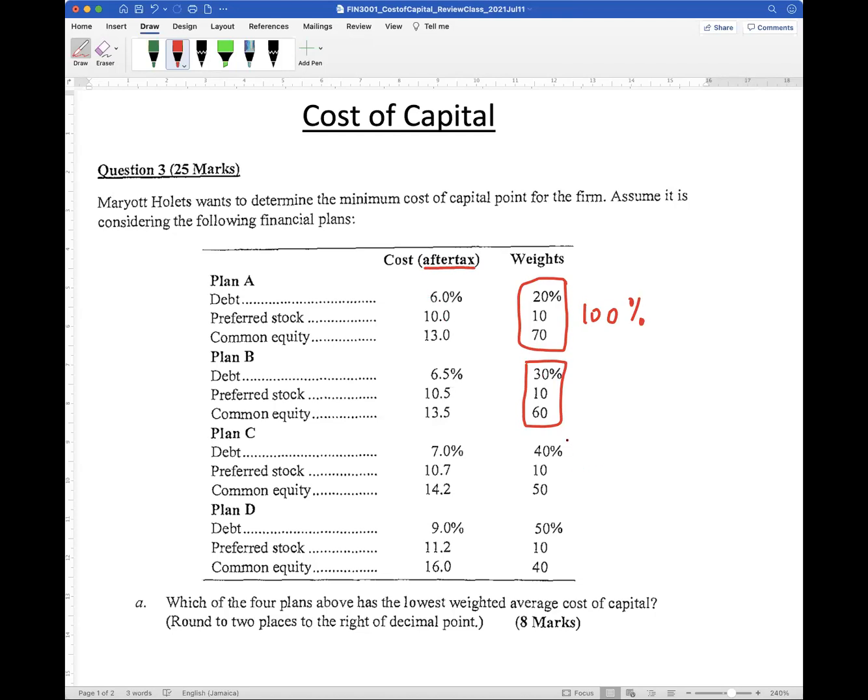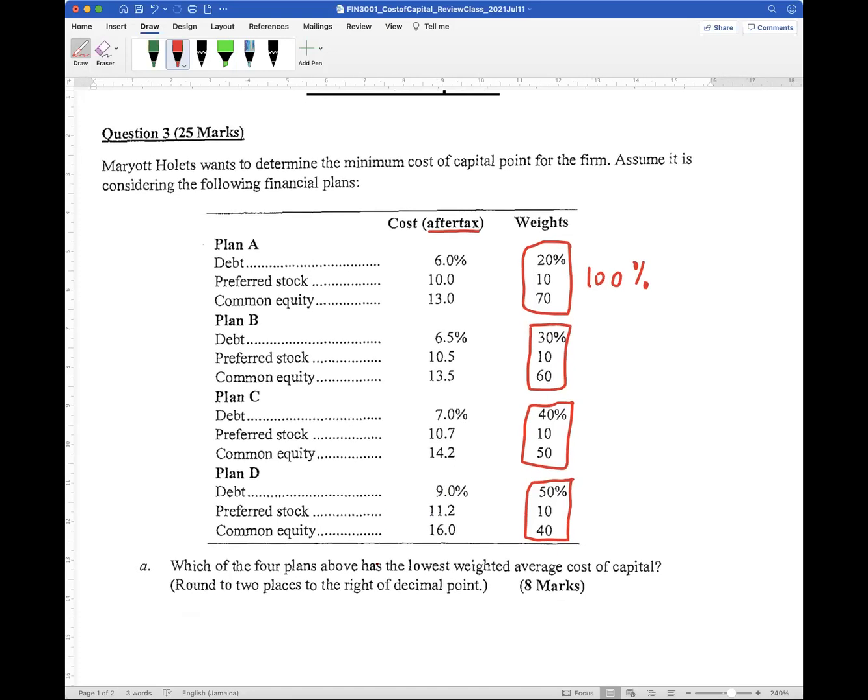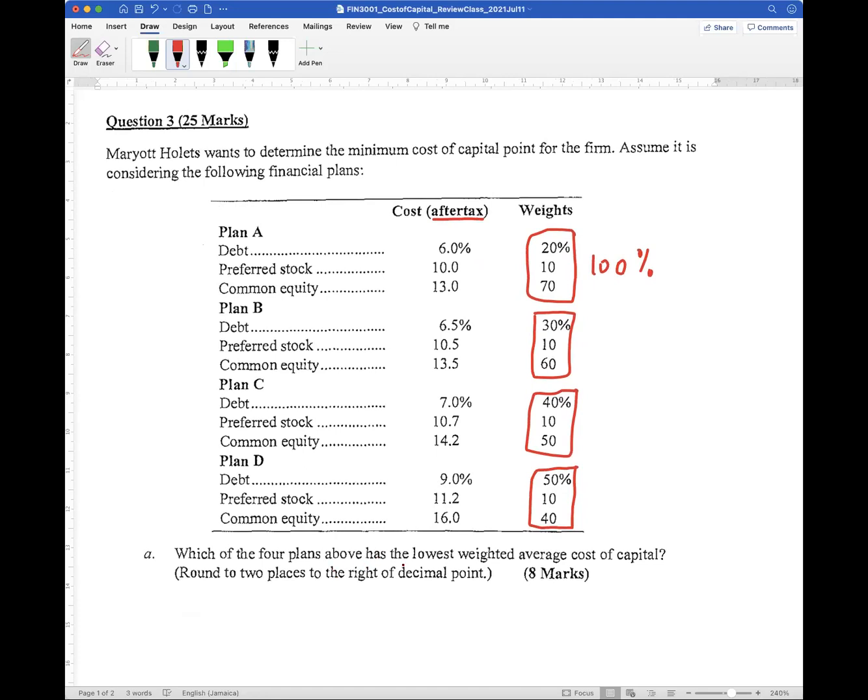All right, so 4 plans. And we have the after-tax cost of debt, the cost of preferred stock, and the cost of common equity in each case. So the question says, which of the 4 plans above has the lowest weighted average cost of capital? Round to 2 places to the right of the decimal point.